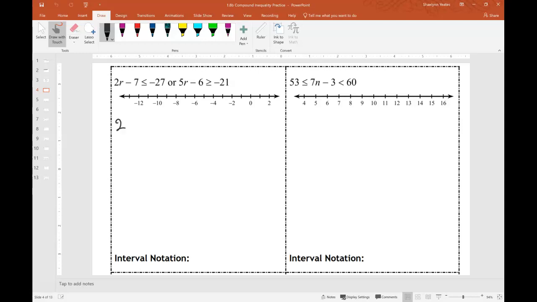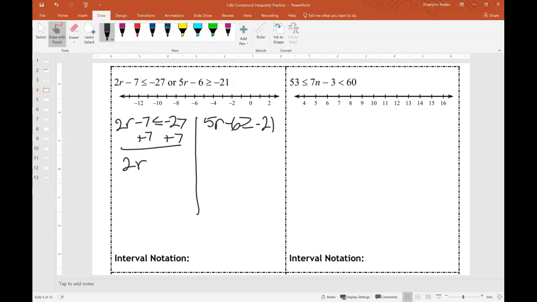So we've got 2r minus 7 is less than or equal to negative 27. And I also have 5r minus 6 is greater than or equal to negative 21. On the left, the first step is to add 7 to both sides, and I get 2r is less than or equal to negative 20. Then from here I would divide both sides by 2, and I didn't divide by a negative, so it stays the same. And I get r is less than or equal to negative 10.